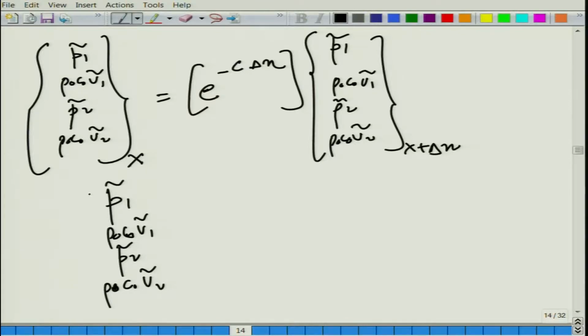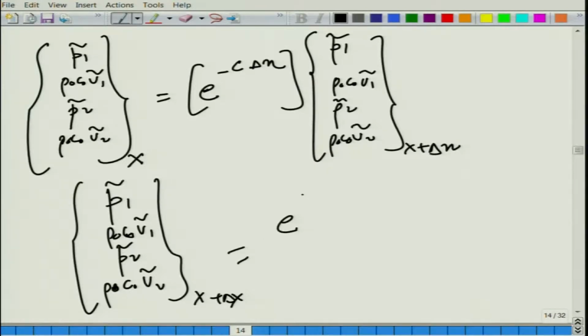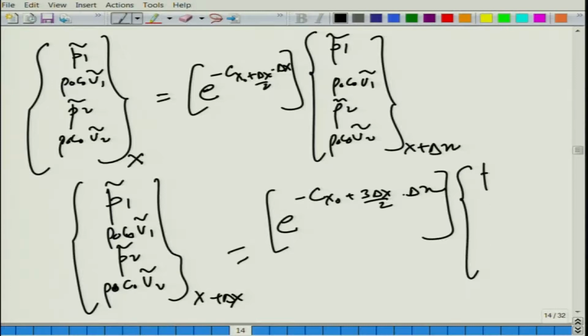Okay. So, this is x plus delta x, and this is e to the power minus c, and this of course is evaluated at, say, x naught plus delta x by 2 into delta x. Okay. And c at x naught, and this is done at 3 into delta x by 2 into delta x. So, this is what it is.